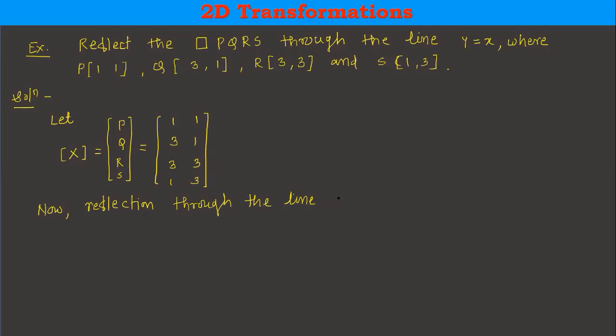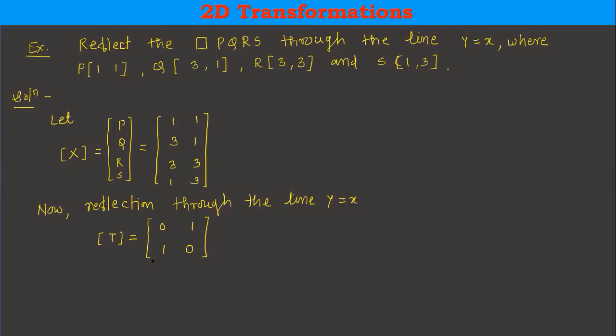So what is the transformation matrix for the reflection through the line y is equal to x? It is a 2 by 2 matrix. Reflection is a 2 by 2 matrix, so it will be generally denoted by T. So how do we write the reflection matrix through the line y is equal to x? We already saw that. The diagonal entries are 0, 0 and the non-diagonal entries are 1, 1 of this 2 by 2 matrix. So that is the transformation matrix.